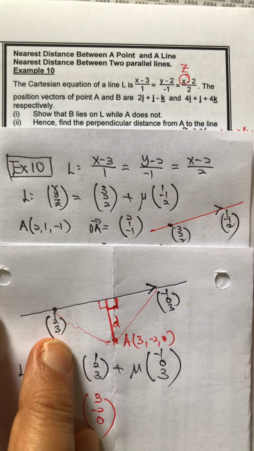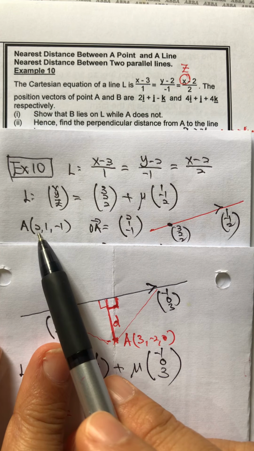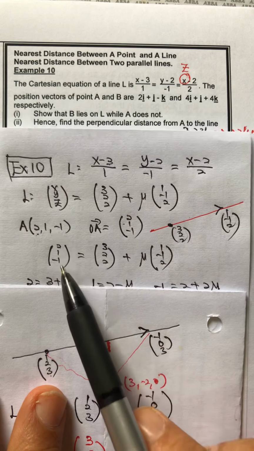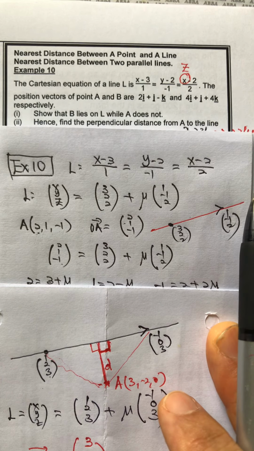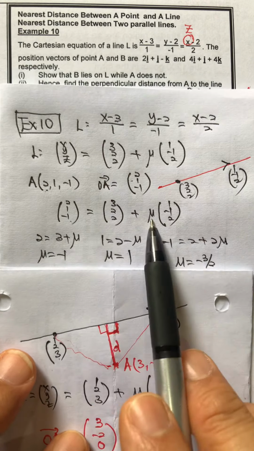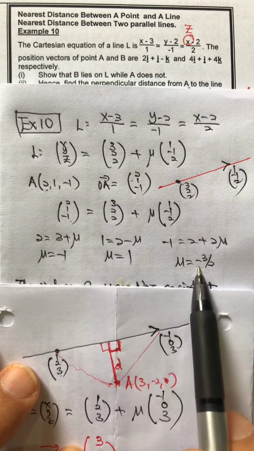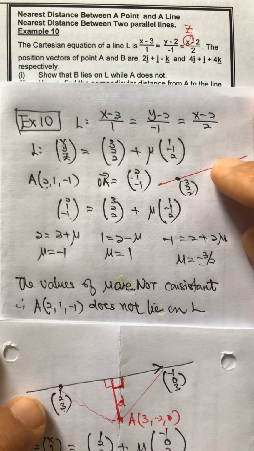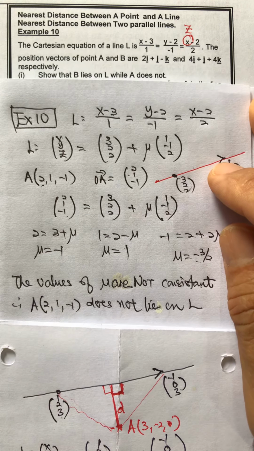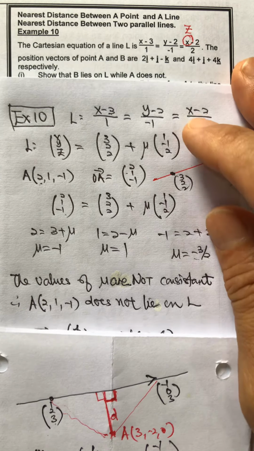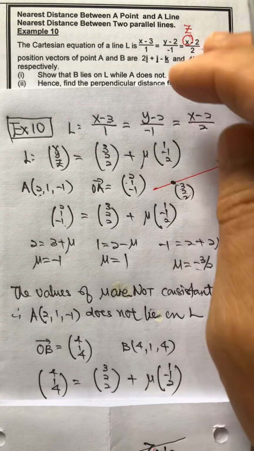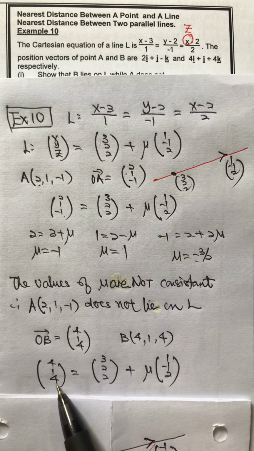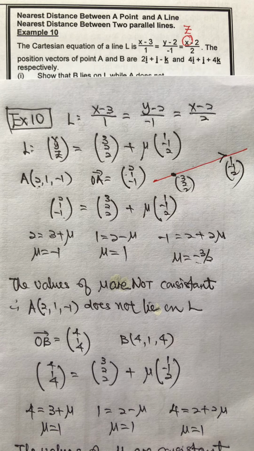Okay. So now I want to know whether this point is on the line or not. 2, 1, negative 2. I just substitute this into the equation, like what I have done just now in example 9. I find the mu, and the values of mu are not consistent, therefore A does not lie on the line L. Then we test another point, B, whether B is on the line or not. B is 4, 1, 4, given. Then I substitute the point, and I see mu is consistent.